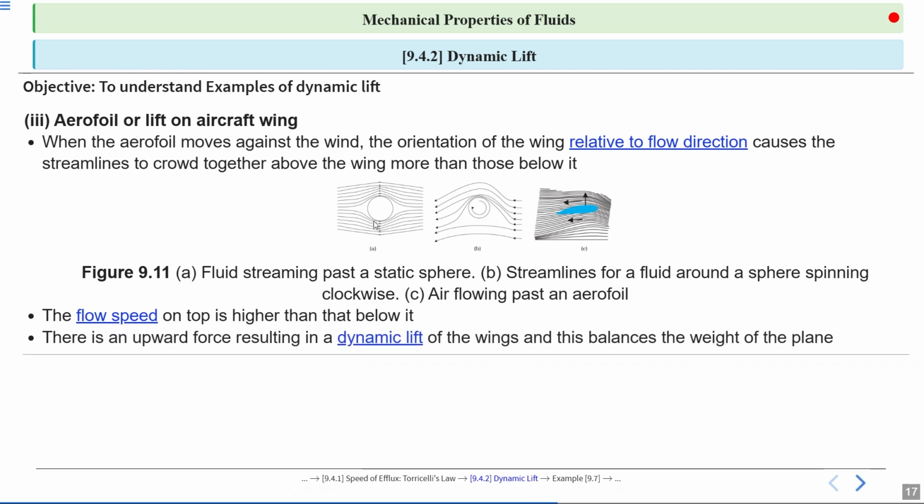So the difference in pressure creates an upward force called dynamic lift, which acts on the wings and helps balance the weight of the plane. Without this lift, the planes could not stay in the air. So the combination of wing shape, orientation, and airflow speed is what allows aircraft to fly. All right.